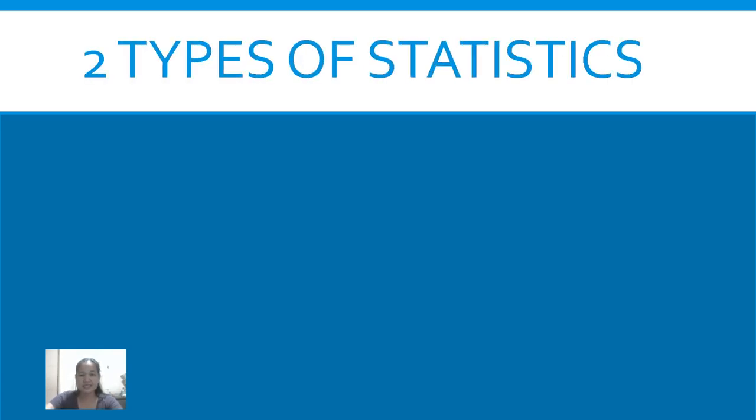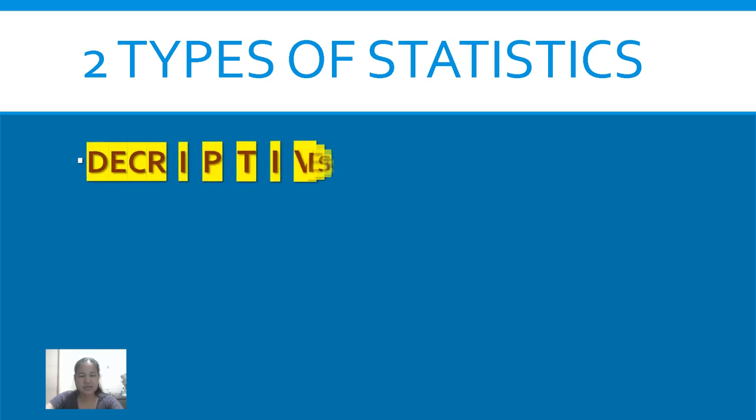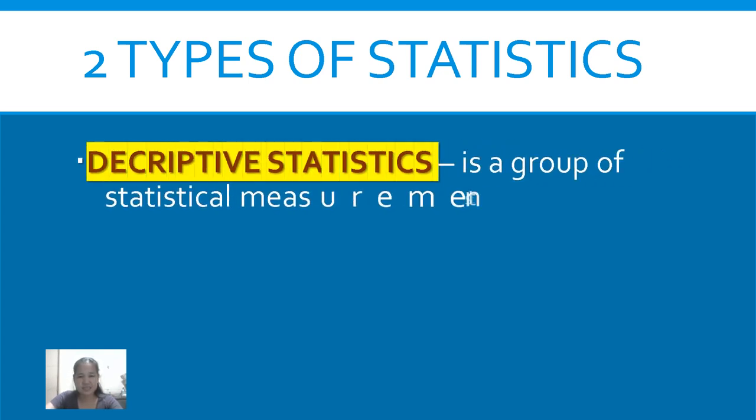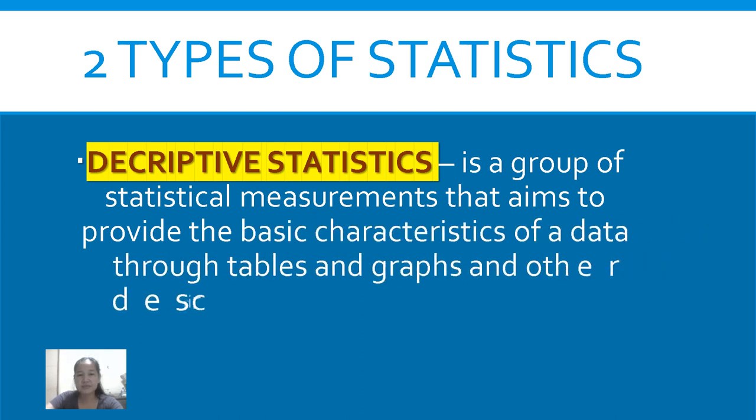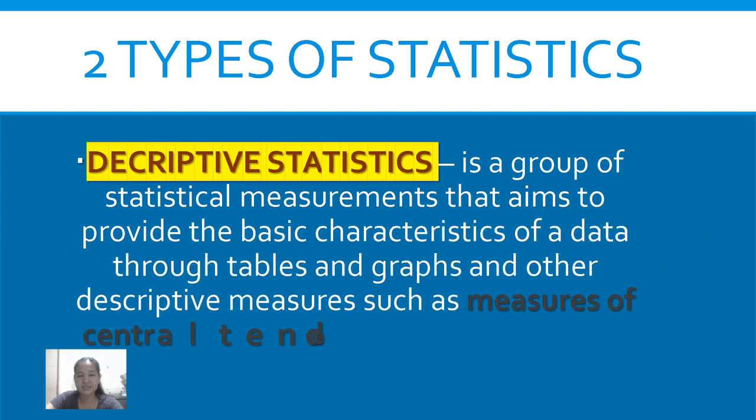There are two types of statistics. Number one, the first one is the descriptive statistics. It is a group of statistical measurements that aims to provide the basic characteristics of data through tables and graphs and other descriptive measures such as measures of central tendency, measures of position, and measures of variation.